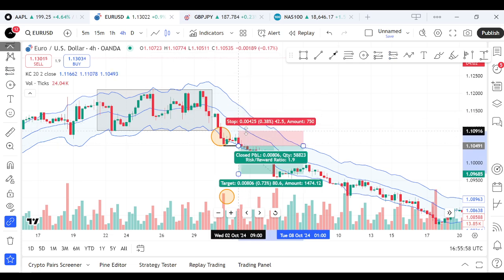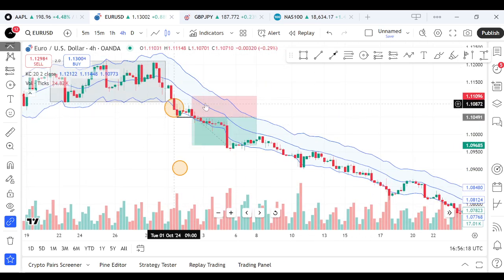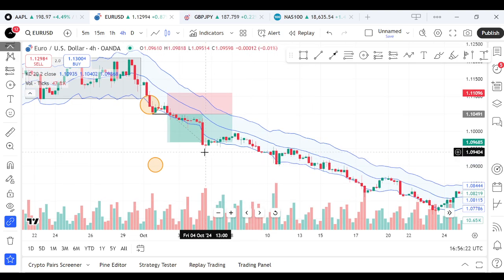Stop losses here should be placed above that swing high where we had our pullback, or you could just place your stop loss above the middle line. The middle line is the 20 period EMA, and for long positions, you could place it below the middle line. You can also place it above the swing highs and swing lows if there are any close by.